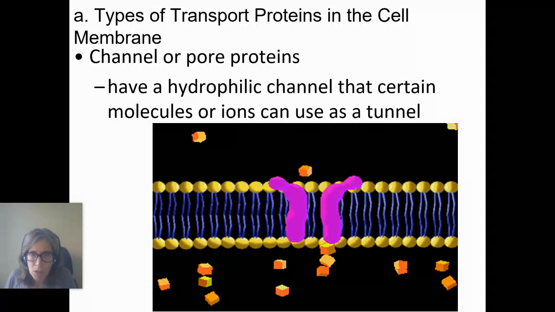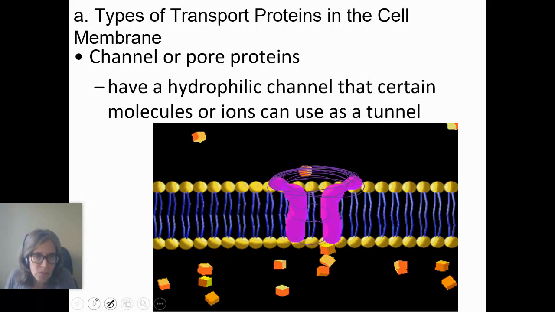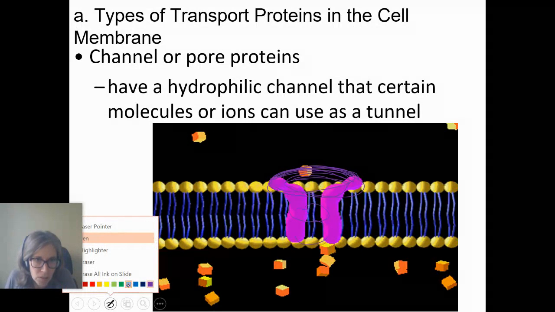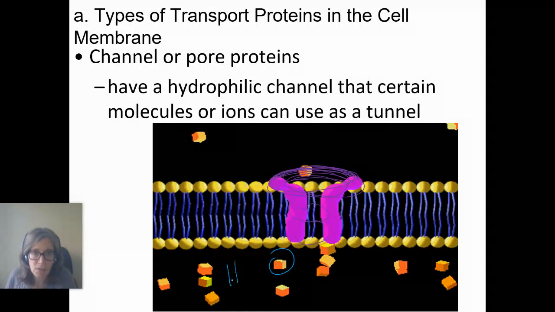So this pink thing here is really a protein that has had the whole back and front cut off. So imagine it looks more like this, right? It's sort of like a circle. And materials are going from where there's a lot of them, here you have a high concentration, and they're going right through this tube to where there's a low concentration.